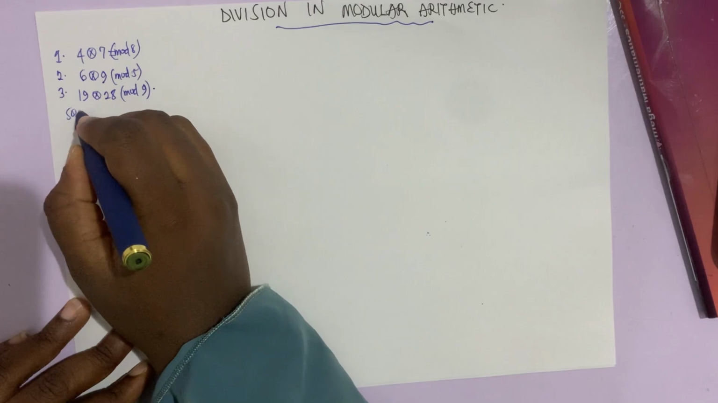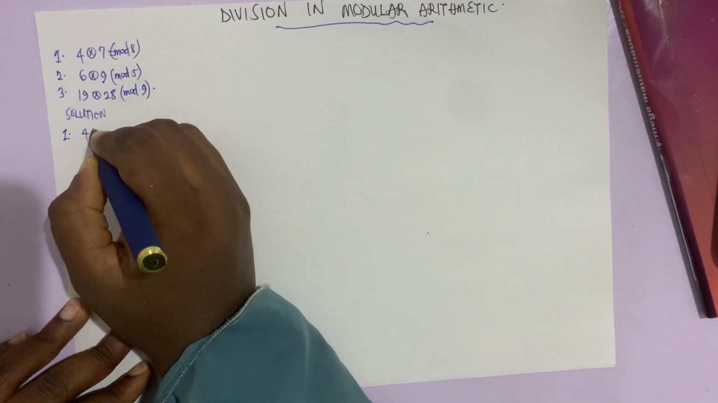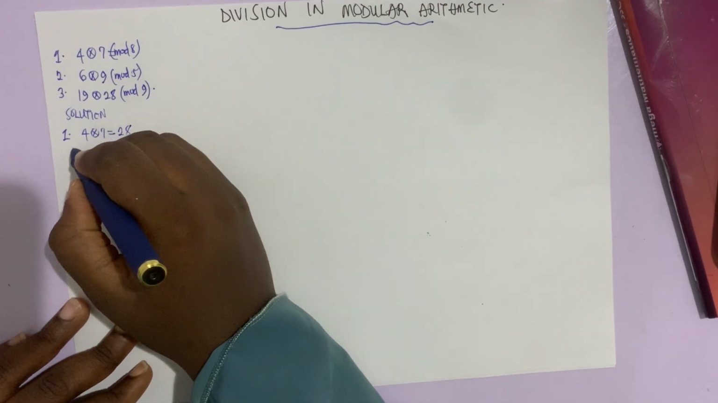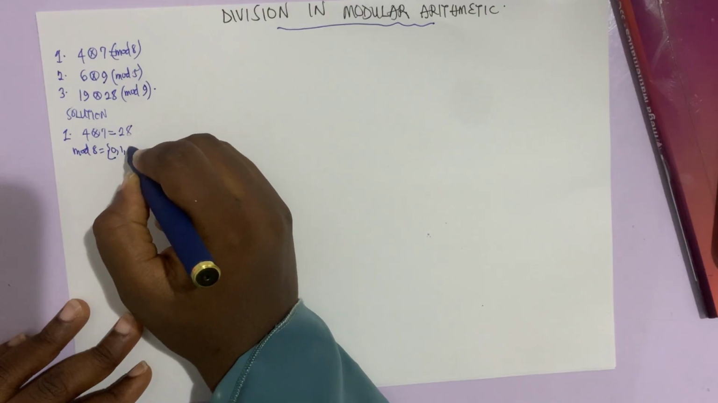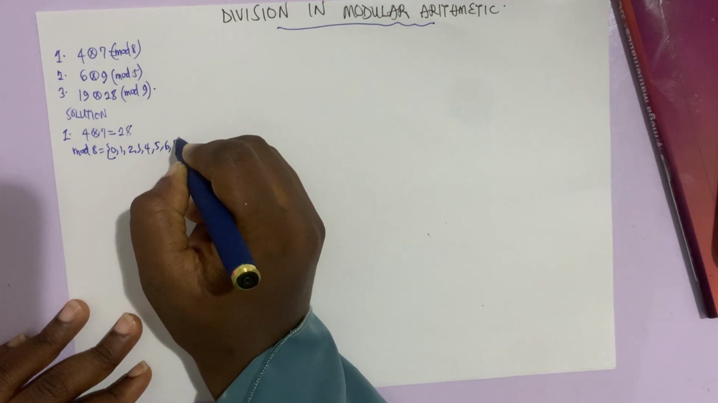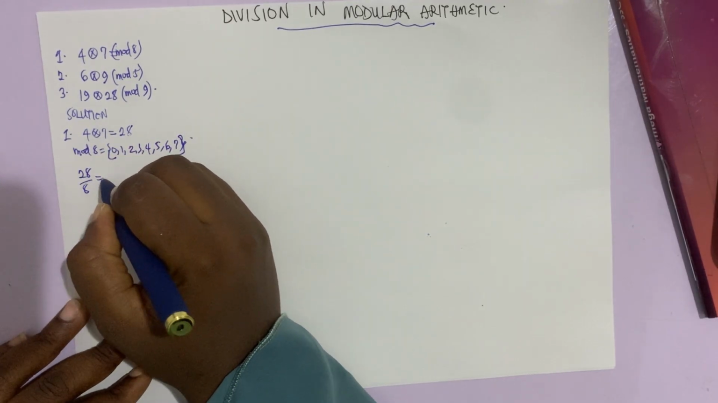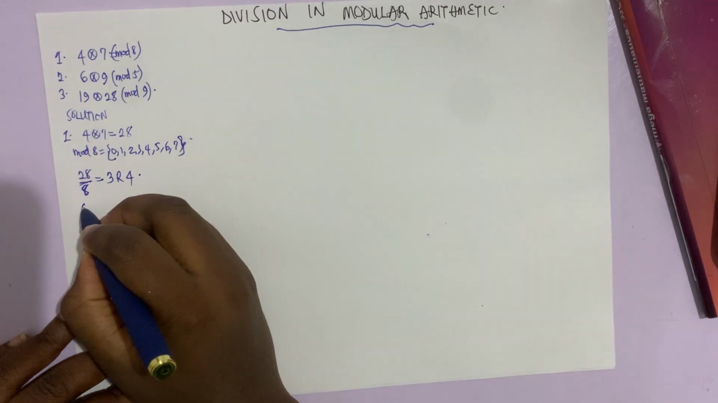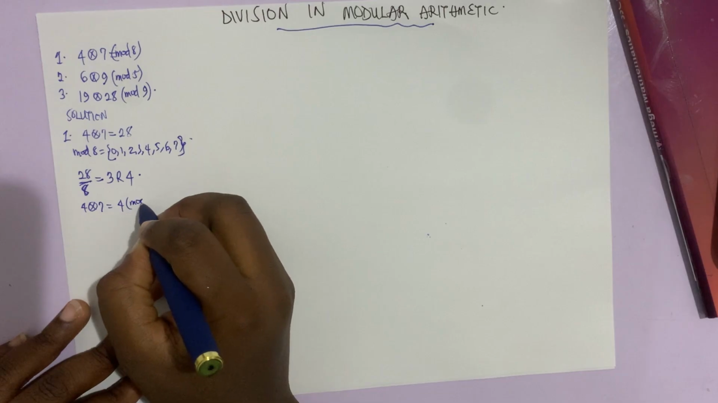So to solve this, let's start with question 1. 4 times 7 will give us 28. 28 is not a valid modulo 8 residue. Valid modulo 8 residues are from 0 to 7. So for us to get this, we have to divide by the modulus 8. 28 divided by 8 will give us 3 remainder 4. So 4 times 7 in modulo 8 would be 4.